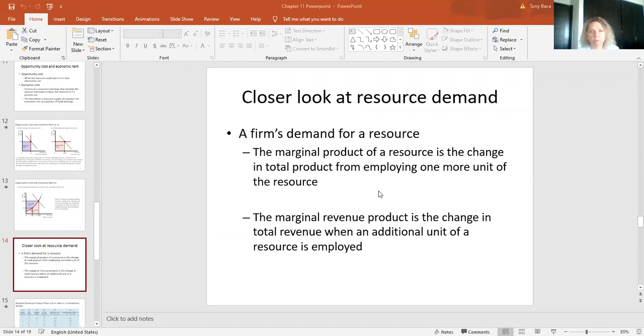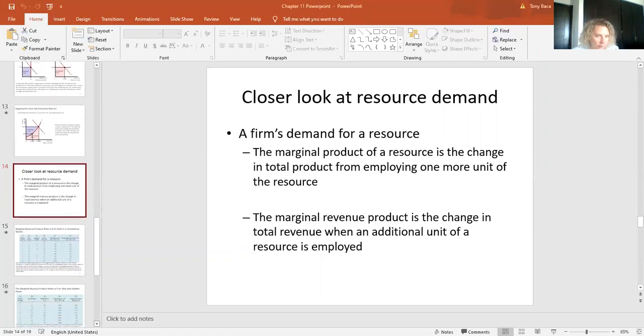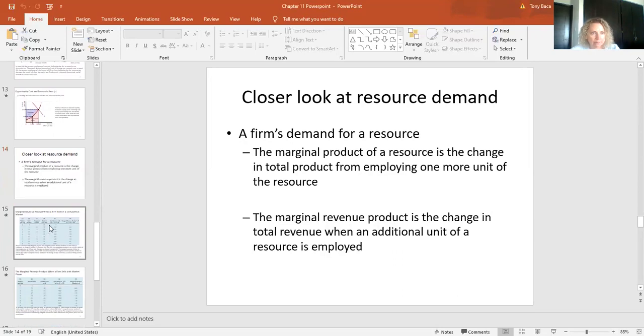Marginal additional revenue, well, that's the money coming in the door. Product, well, that's your production. So the additional money coming in the door from production, okay, is the change in total revenue when an additional unit of a resource is employed. So we're going to look at a couple of charts here that I think will help bring that to light.